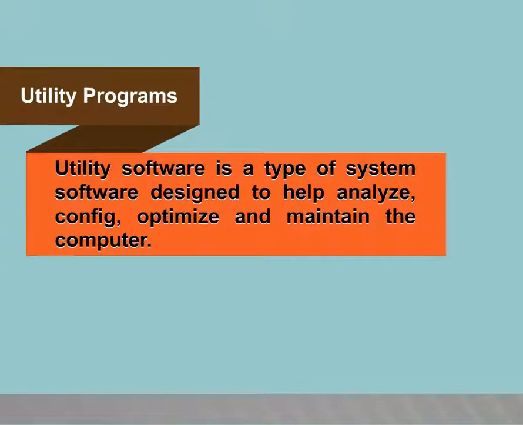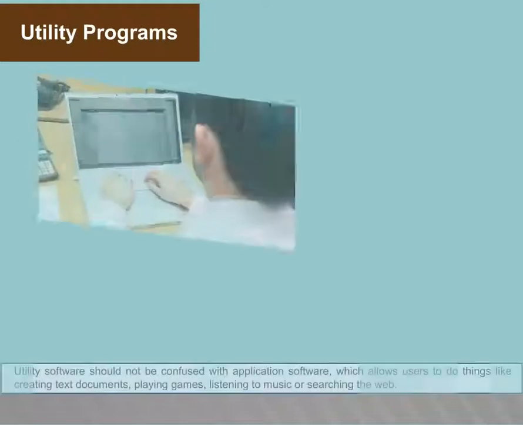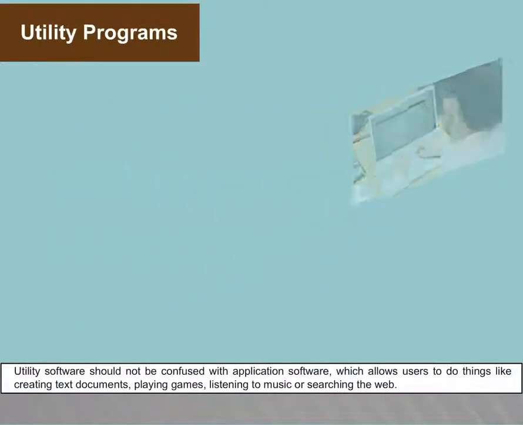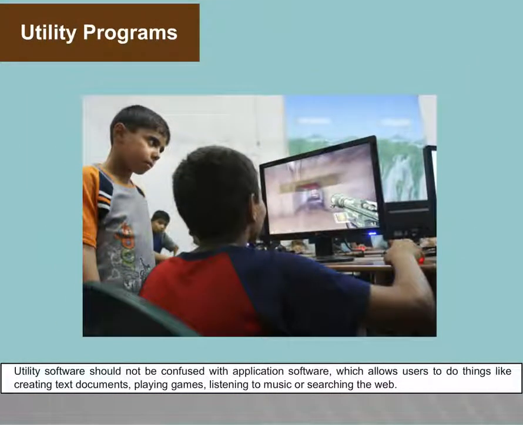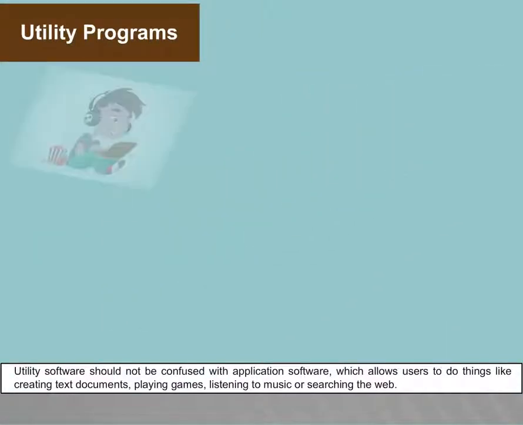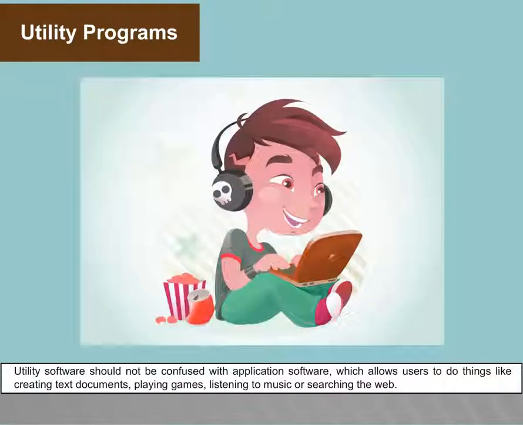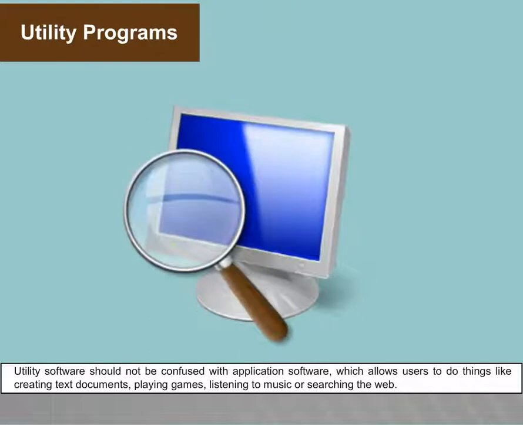Utility programs. Utility software is a type of system software designed to help analyze, configure, optimize, and maintain the computer. Utility software should not be confused with application software, which allows users to do things like creating text documents, playing games, listening to music, or searching the web.